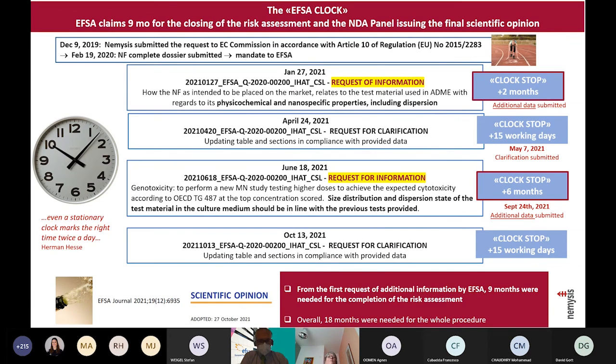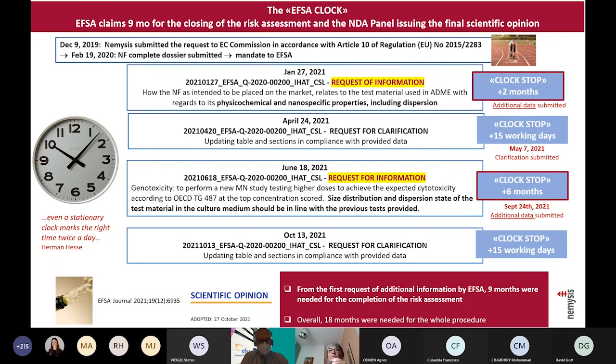What about the EFSA clock? This is the impact that we had during the risk assessment because of the need to implement our data in line with the new guideline. So we filed in December 2019. EFSA states that 9 months are needed for closing the risk assessment and for the NDA panel to issue the final scientific opinion.